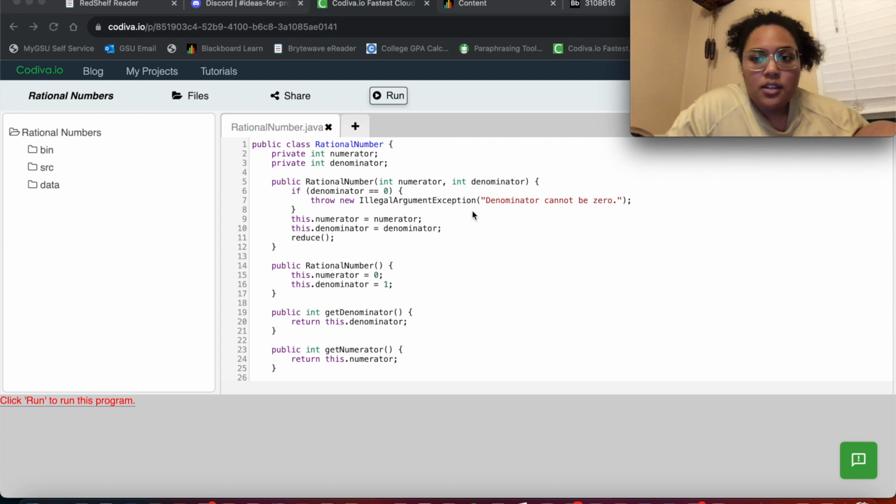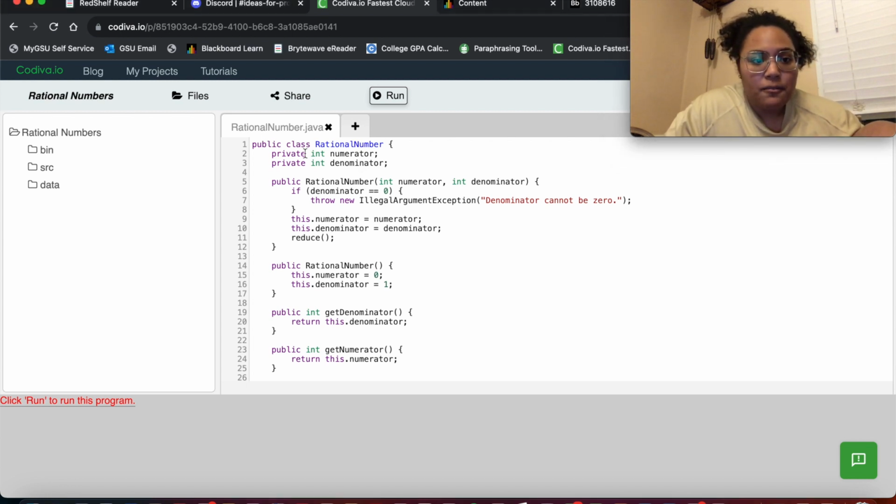For our last assignment, I started off by defining the class, and this defines a class to represent a rational number, which is a number that can be expressed as a fraction. Next, I move on to the variables, and these variables hold the numerator and the denominator of the rational number, respectively.